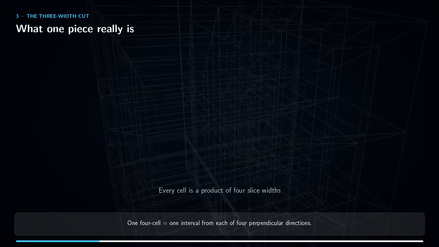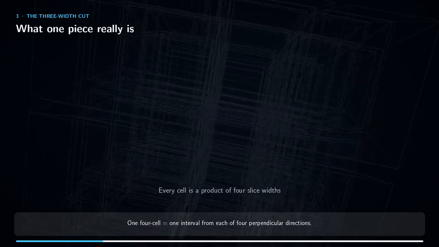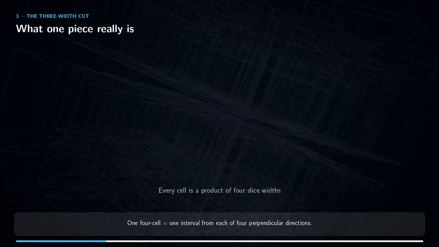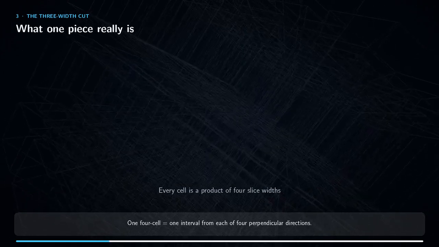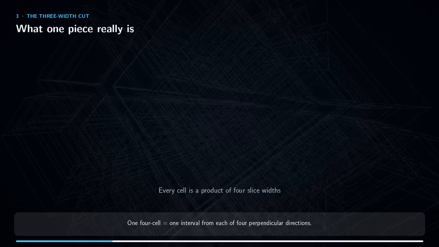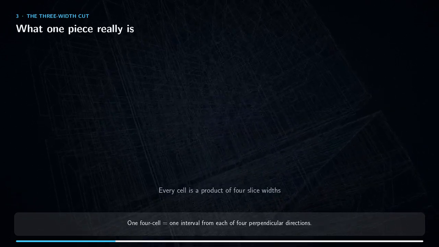Each piece is not merely an ordinary box. It is the Cartesian product of 4 intervals, 1 interval selected from each direction. Its hypervolume is the product of those 4 widths. Separating the pieces in this projection lets us see the cut, even though the cells themselves are 4-dimensional.